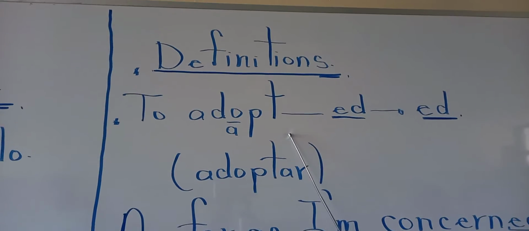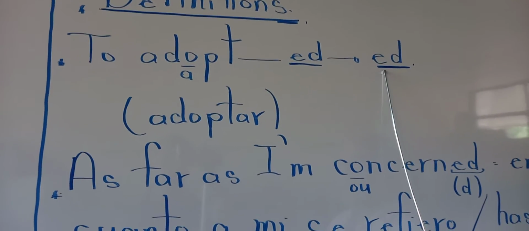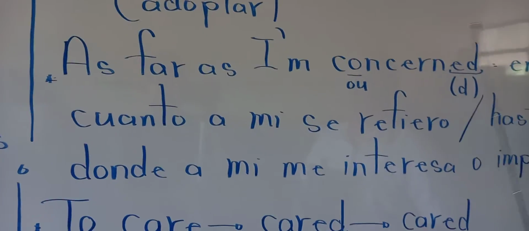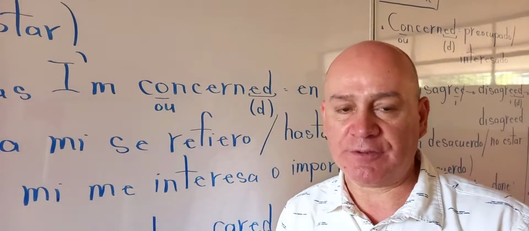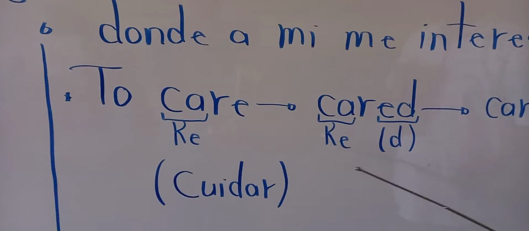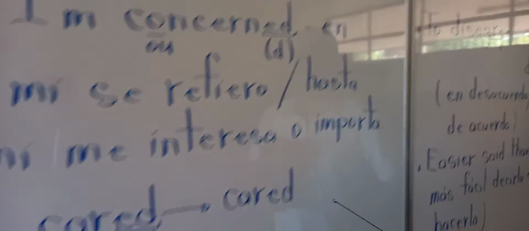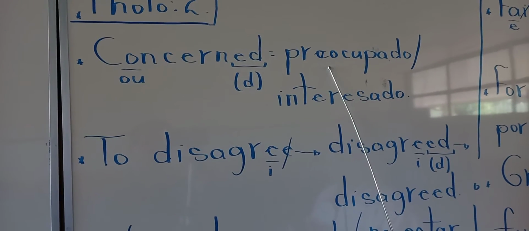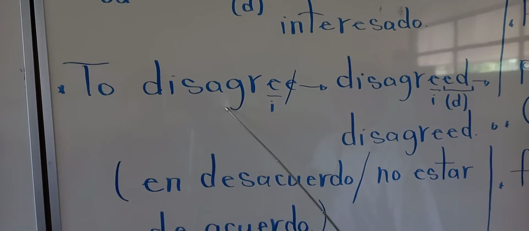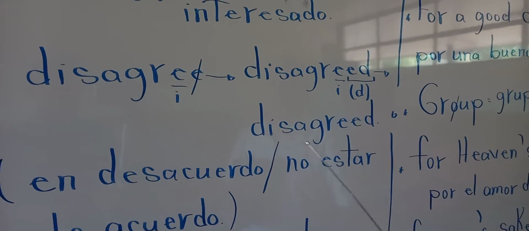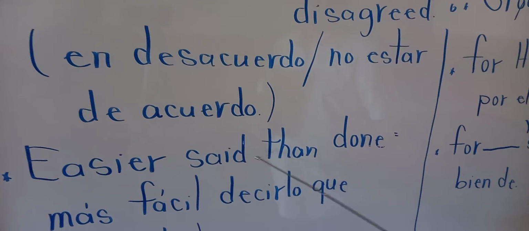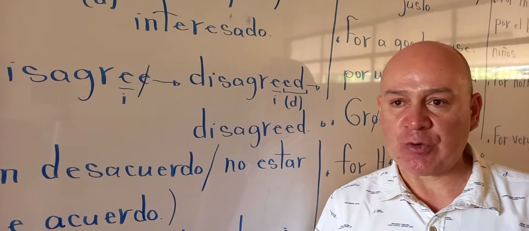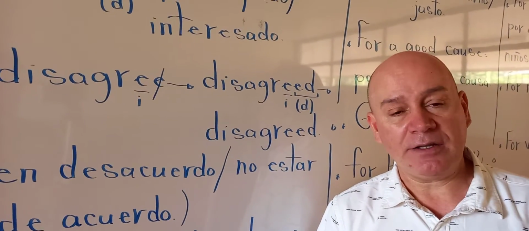Definitions: to adapt, adapted, adapted. As far as I'm concerned, referring that you have a limit that something worries you about. To care, cared, cared. Photo 2. Concerned, that is worry, interested in. To disagree, disagreed, disagreed. Easier said than done is an expression, you know? Sometimes it's easier said than done. For example, that I will buy a car the next week.